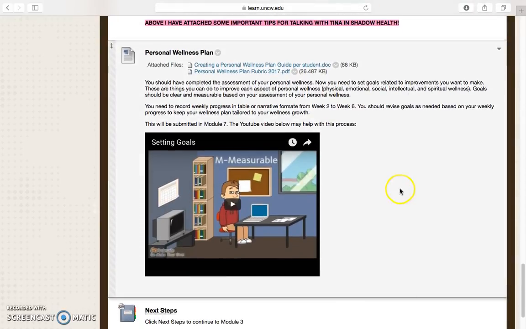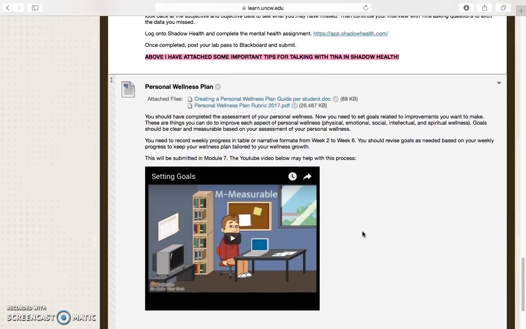With regard to specifics with your personal wellness plan, we did already discuss that. There's a document here for you as far as creating a personal wellness plan. This is a guide for you. And then you also have a personal wellness plan rubric that you should be reviewing with regard to what's expected for grading criteria in this assignment. Again, your personal wellness plan is not due until the end of the semester, but it's something you should be working on each week as we go along.